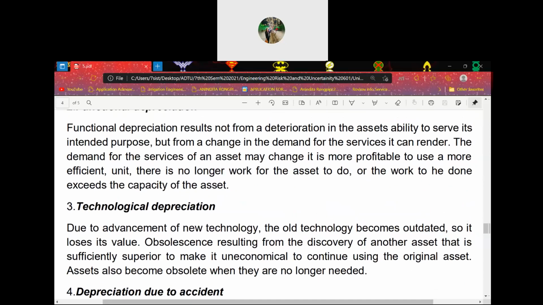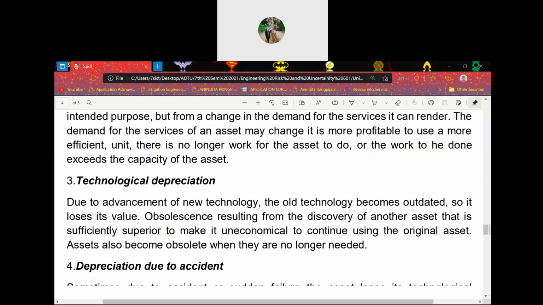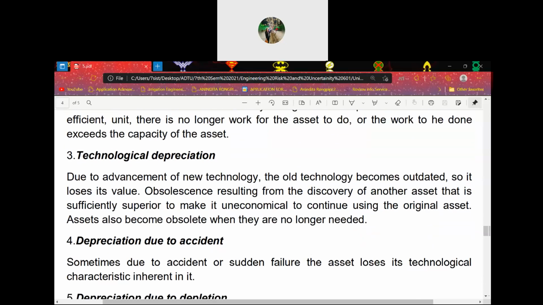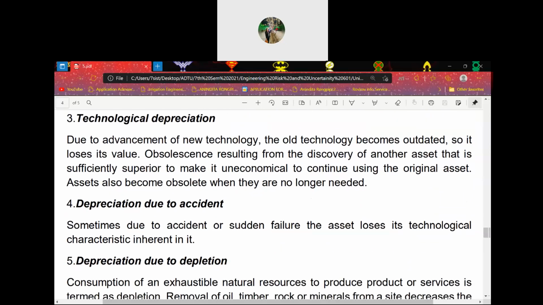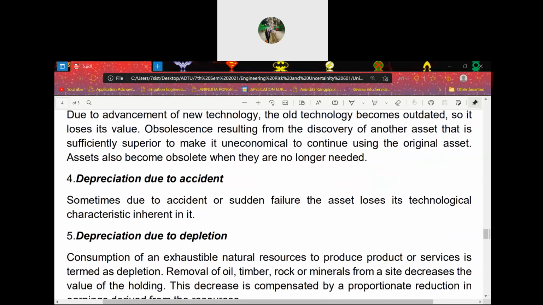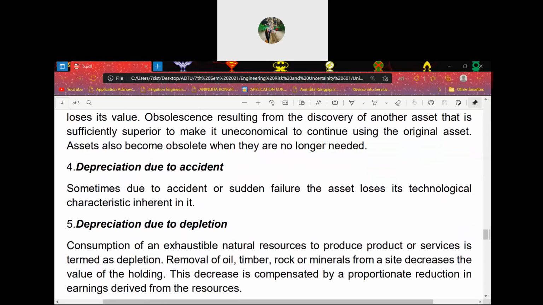Third one, technological depreciation. Due to the advancement of new technology, old technology becomes outdated, so it loses its value. This is obsolescence resulting from the discovery of another asset that is sufficiently superior to make it uneconomical to continue using the original asset. Assets also become obsolete when they are no longer needed. Number 4, depreciation due to accident. Sometimes, due to accident or sudden failure, the asset loses its technological characteristics inherent or incorporated in it.